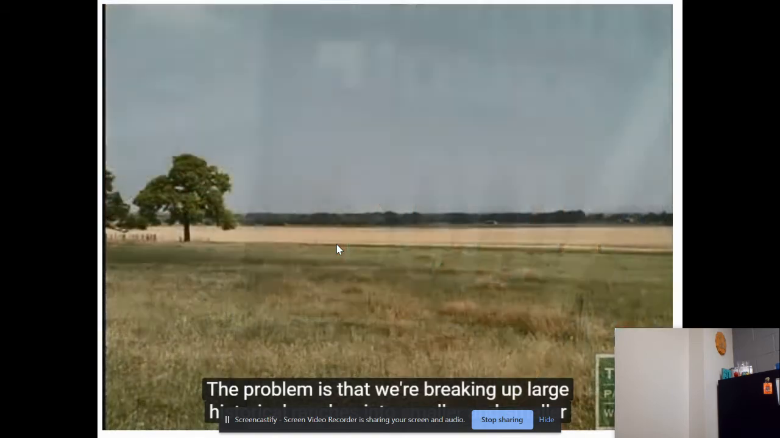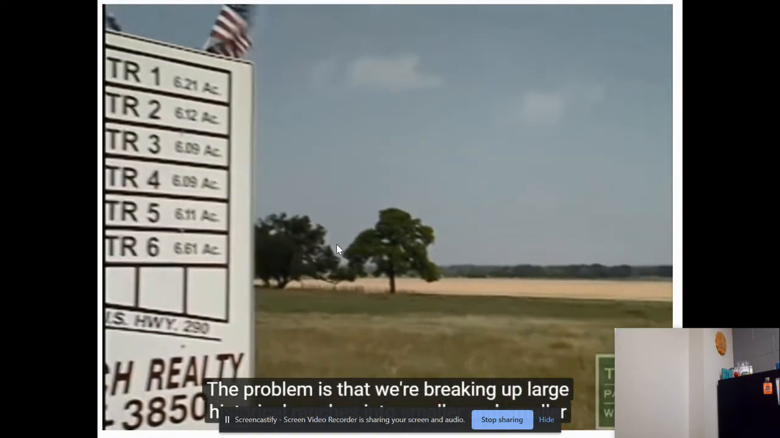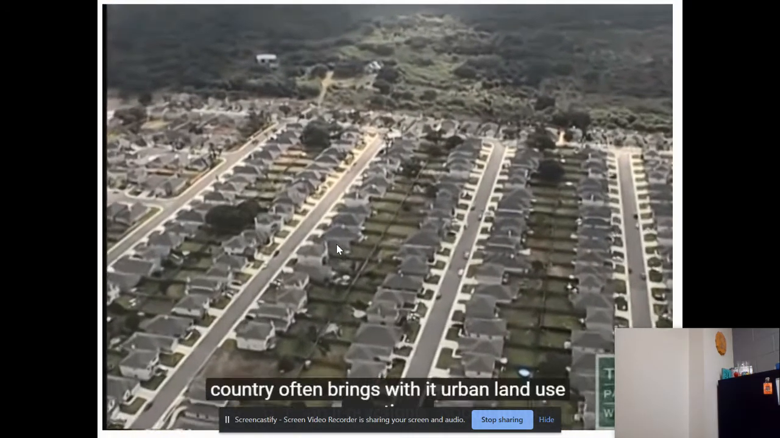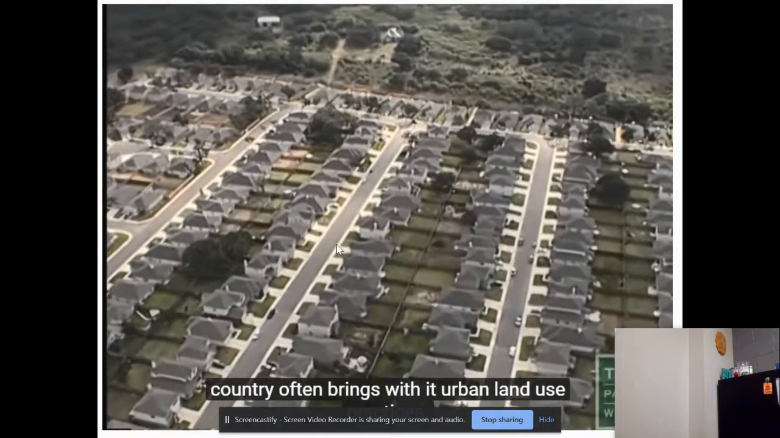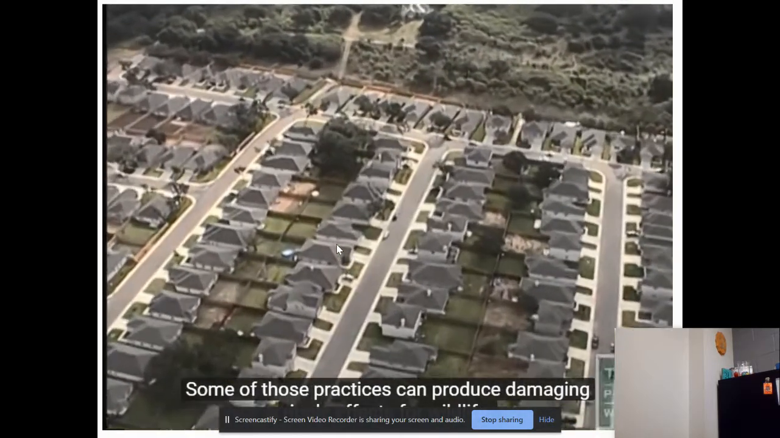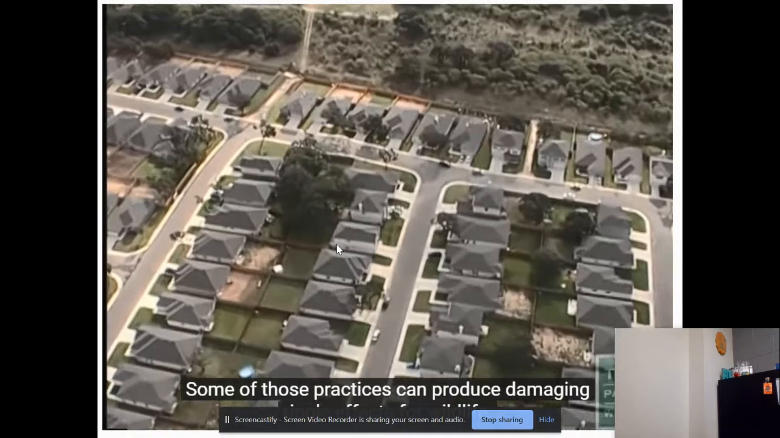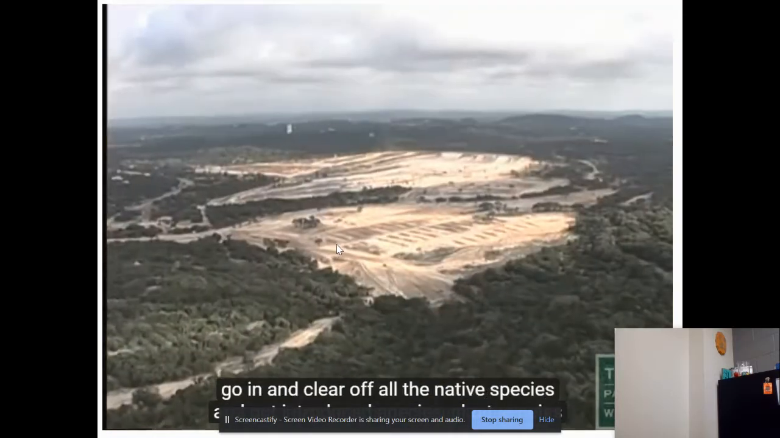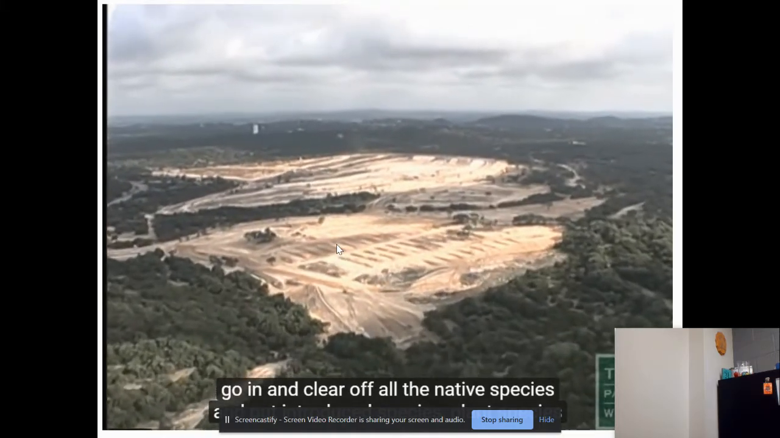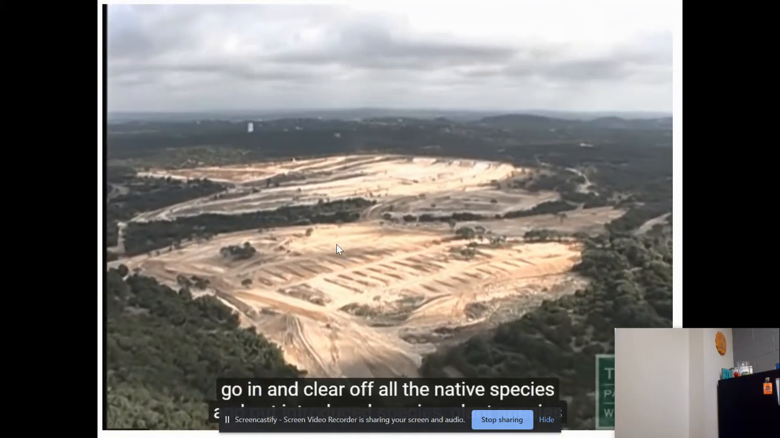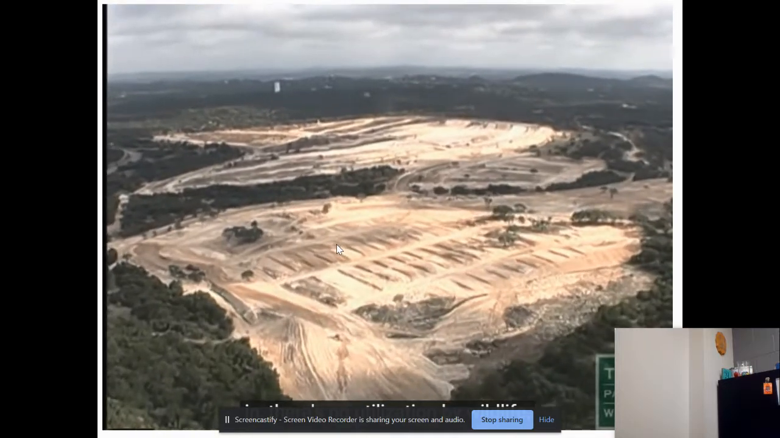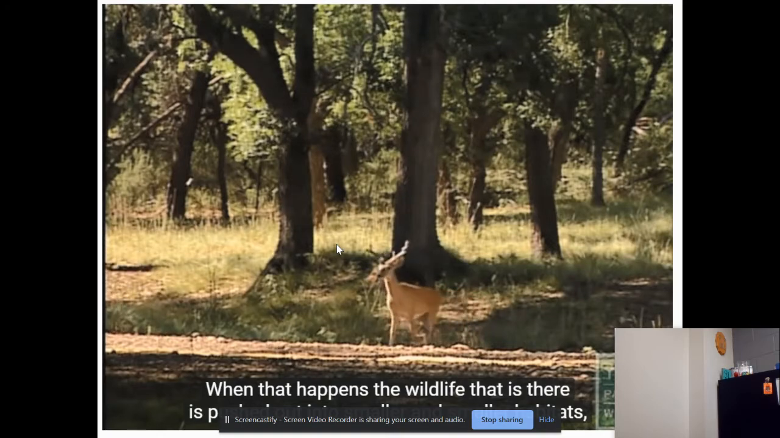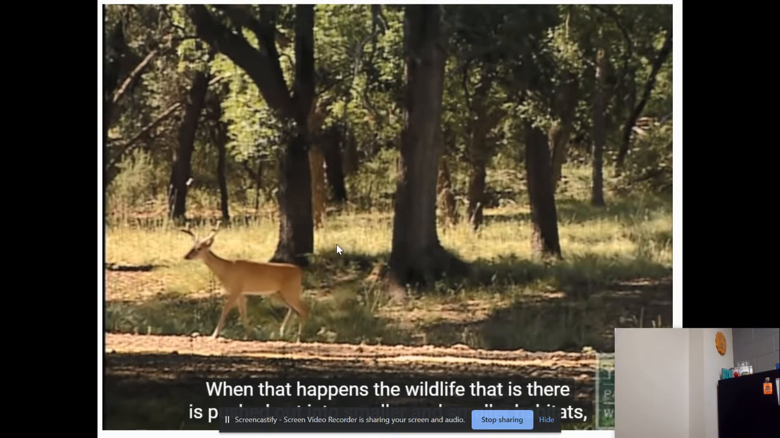Problem is that we're breaking up large historical ranches into smaller and smaller pieces. Creating urban-like neighborhoods in the Hill Country often brings with it urban land use practices. Some of those practices can produce damaging ripple effects for wildlife. The fragmentation's bad enough, but when they go in and clear off all the native species and put introduced plant species in, there's no utilization by wildlife. When that happens, the wildlife that is there is pushed out into smaller and smaller habitats.